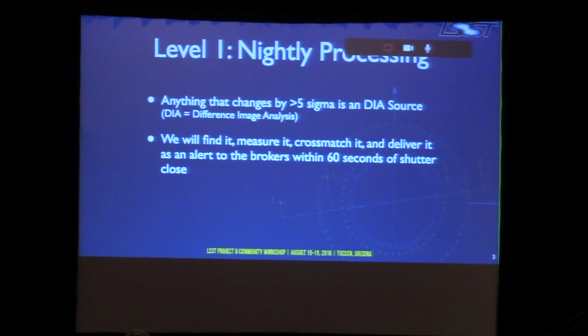So the goals of level 1 are very simple. We need to find anything that changes by more than 5 sigma between the template image and the science image that we just took. We call these DIA sources, DIA for difference image analysis. I'll use that acronym repeatedly. And the goal is to find it, measure it, cross-match it with any previous detections at that spot, and deliver it as an alert to the user within 60 seconds of the shutter close. So the goals are quite simple, and it's just the implementation that takes some finesse.